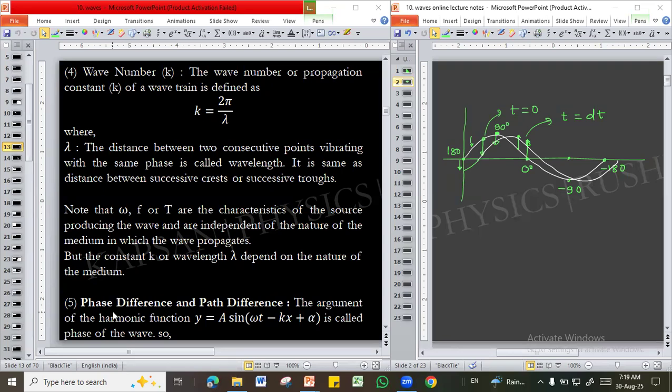Now let us try to understand phase difference and path difference. The argument of the harmonic function y equals a sine omega t minus kx plus alpha is called the phase of the wave. Argument means whatever is written inside the sine function. The function should not be minus sine or plus cos or minus cos. The function should be plus sine, and this coefficient has to be a positive number. Whatever is written inside this plus sine function is called the phase of the wave.